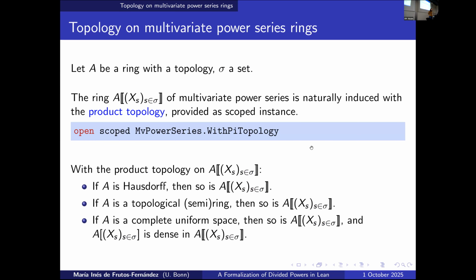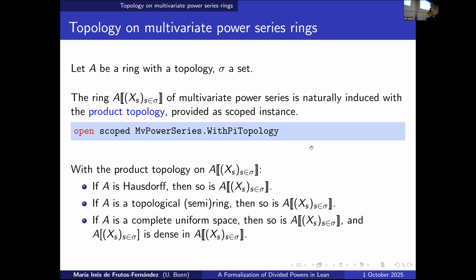So first, if we start with a ring A that has a topology, and we have some set sigma, which is going to be the set of variables and might be an infinite set, then the ring of multivariate power series, where the variables are indexed by sigma, is naturally endowed with the product topology. And we provide this as a scope instance in Lean, but not as a global instance, because there are other topologies that might be interesting in some cases. But if you endow this power series ring with the product topology, it's going to inherit a lot of the topological properties of the ring A.